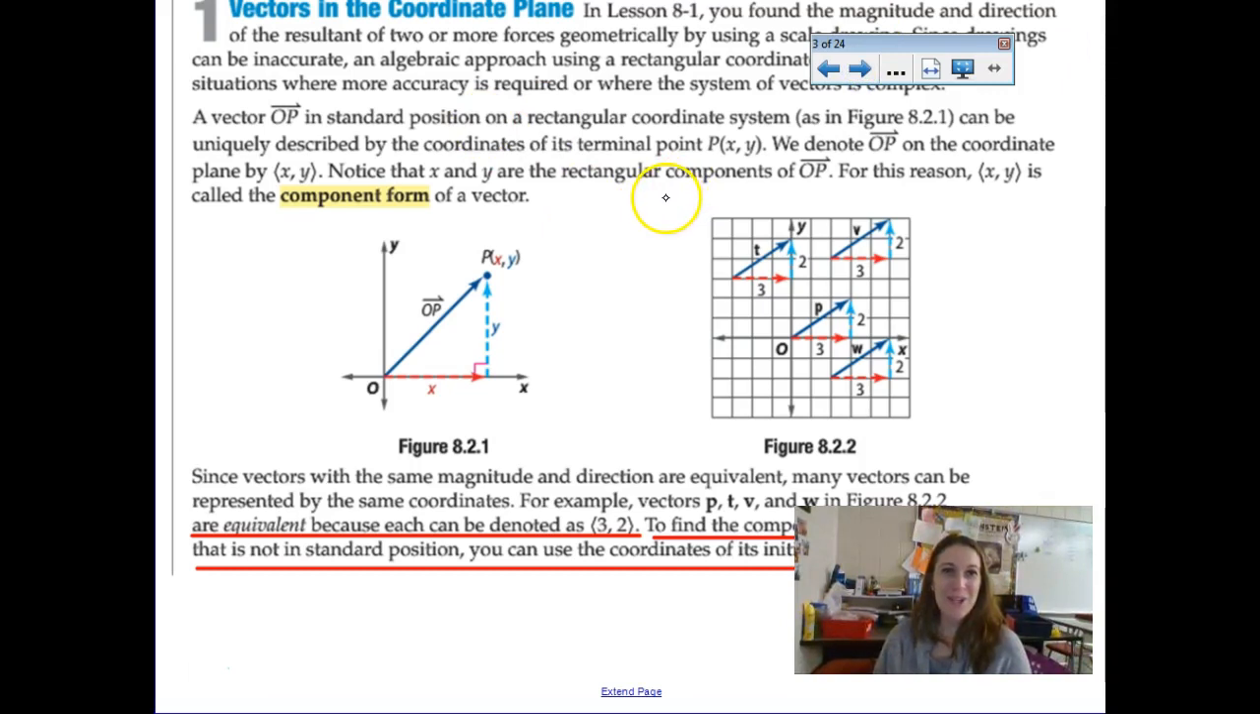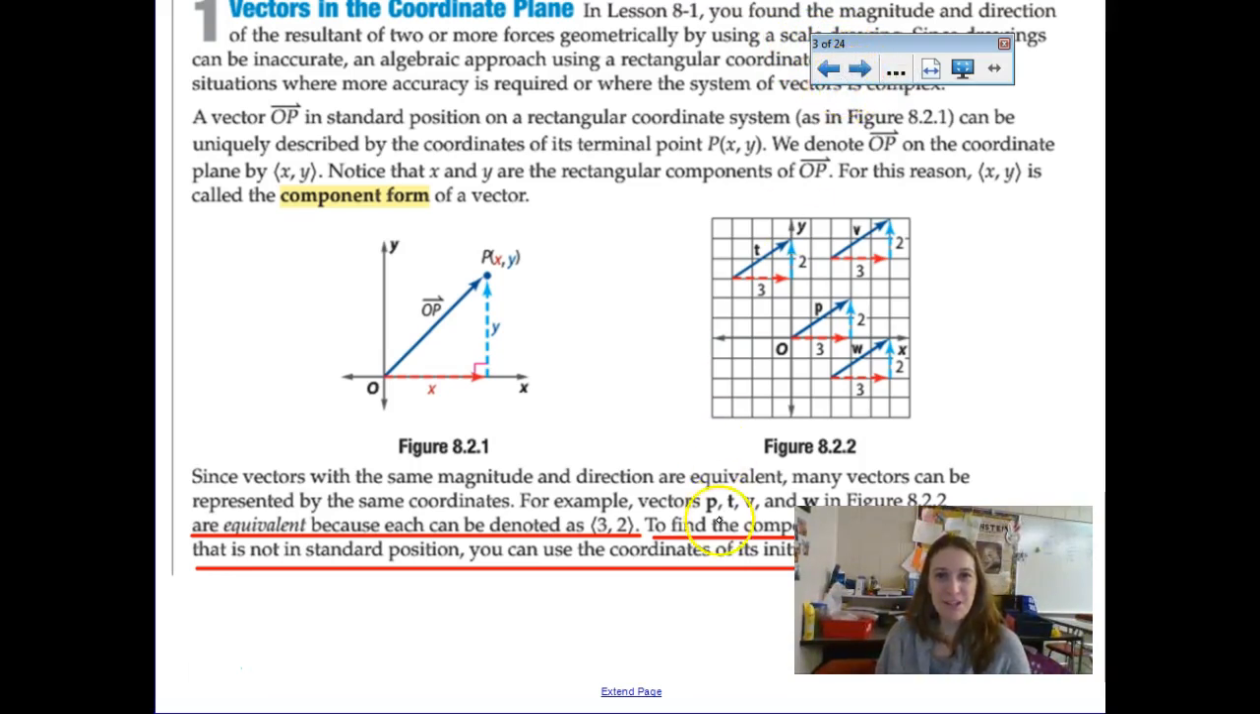It's been a while. So when we have a vector in component form, they use a lot of vocab on this page, but none of this is really new to us. The magnitude and direction of your vector, we're supposed to draw them by scale, but we never do because we're lazy, although I probably should. My pictures are so ugly.